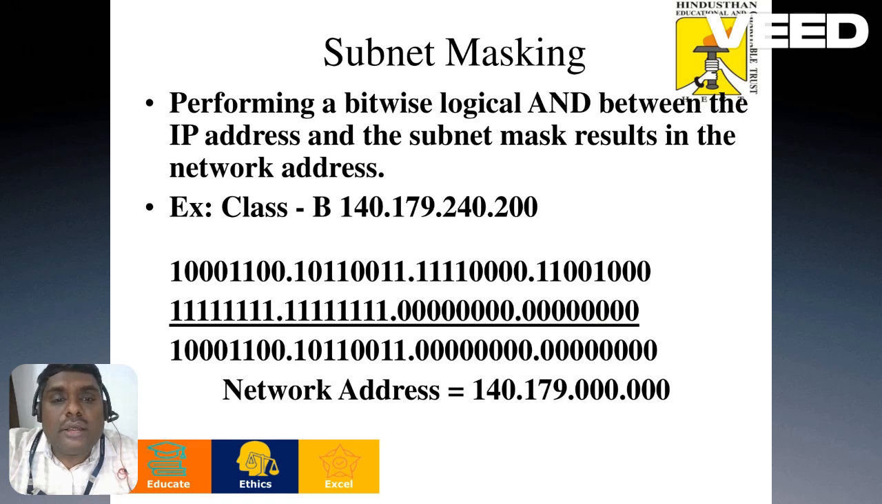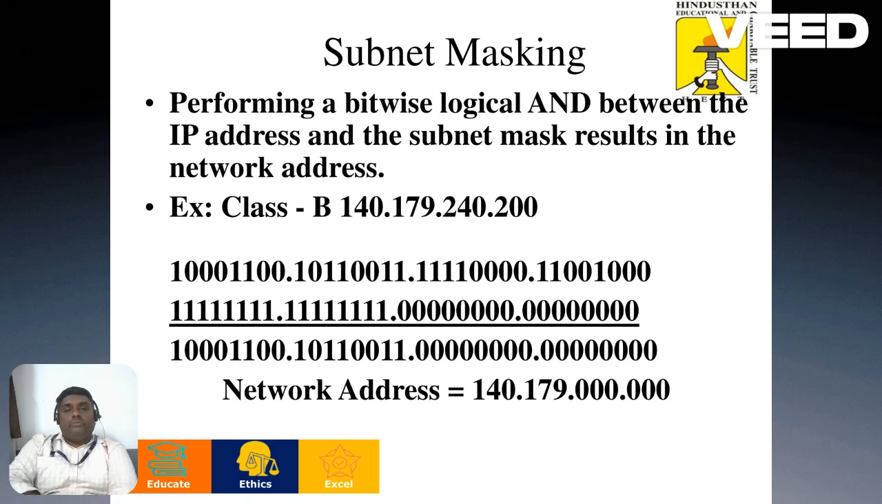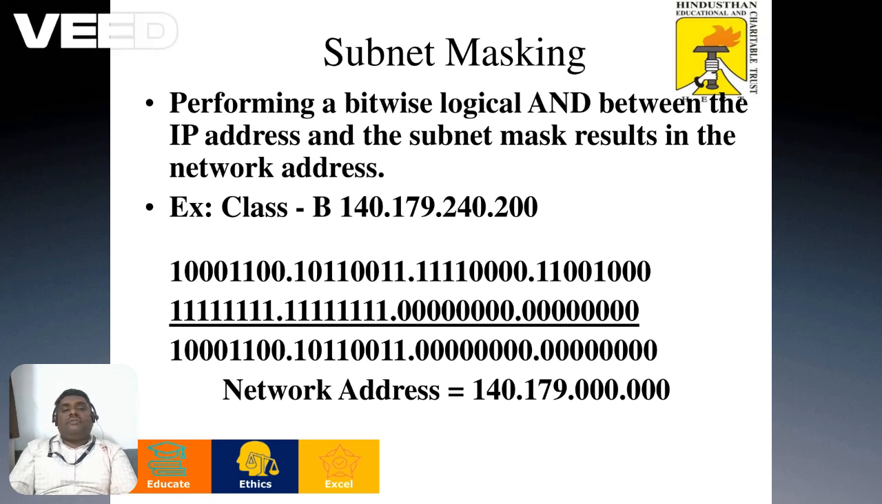Subnet masking is performed with a bitwise logical AND operation between the subnet mask and the IP address, and the result is the network address. For example, take the address 140.179.240.200. It is converted into binary, and then the mask 255.255.0.0 is also converted into binary. We calculate with the binary addresses, and finally we get the original network address, which is 140.179.0.0.